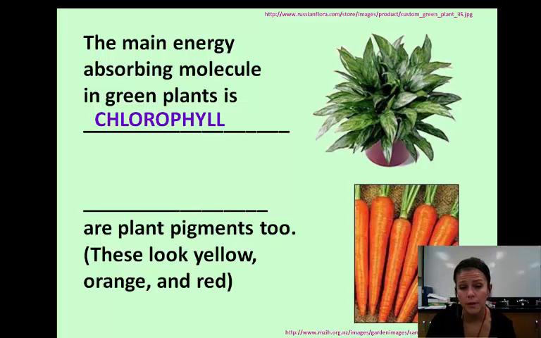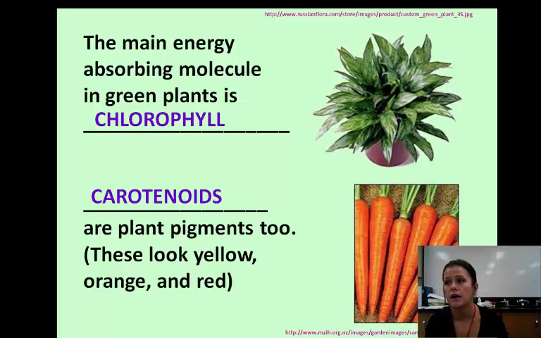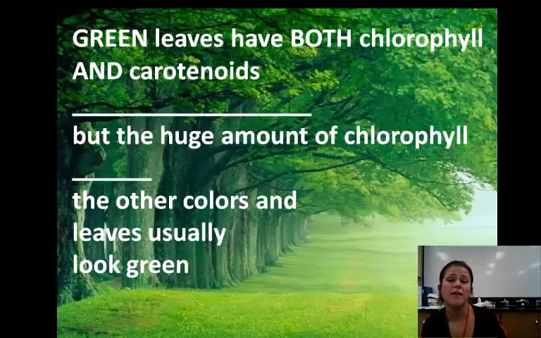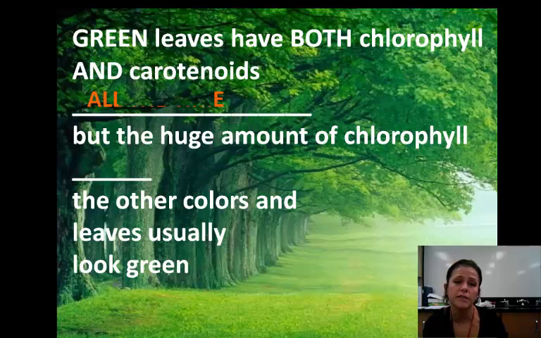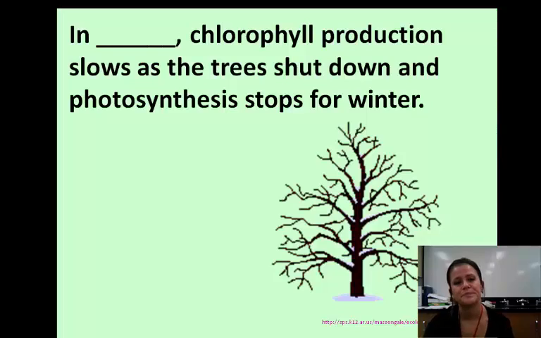We also have other molecules which we learned about in our chromatography lab, and we call those carotenoids. So those are the pigments that we're going to see in our carrots, okay? So that's what makes carrots orange. These look yellow, orange, and red. Green leaves have both chlorophyll and carotenoids. They have them all the time, with a huge amount of chlorophyll. So chlorophyll overtakes basically the leaf and hides all the other pigments.